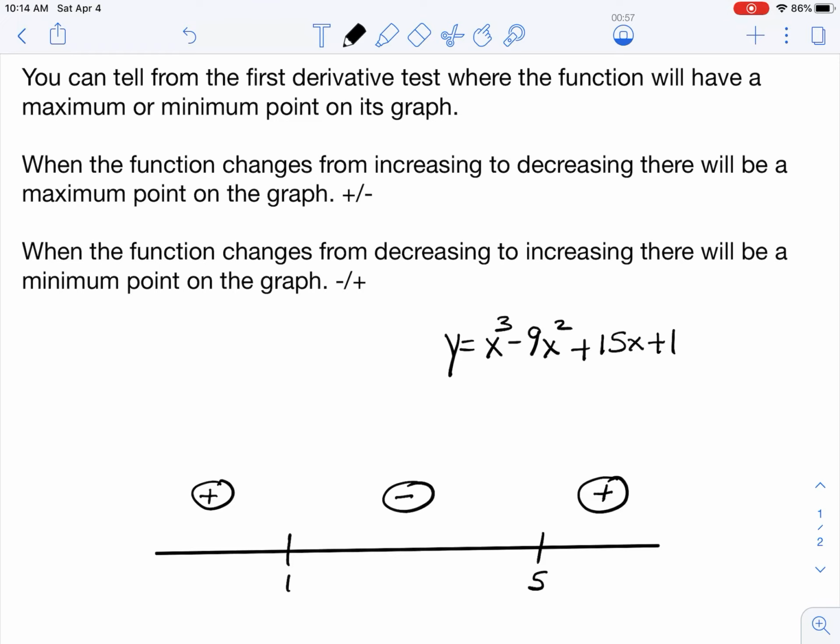So you see what I have written here. When the function changes from increasing to decreasing, there will be a maximum point on the graph. That's exactly what's happening here at the critical value 1. And there's a reason why they call them critical values, because they are very critical to your graph. They kind of set the tone for the whole graph, and you can get all kinds of information on how to graph the function. So you can see here I'm going from plus to minus. That means at 1, I am going to get a maximum point.